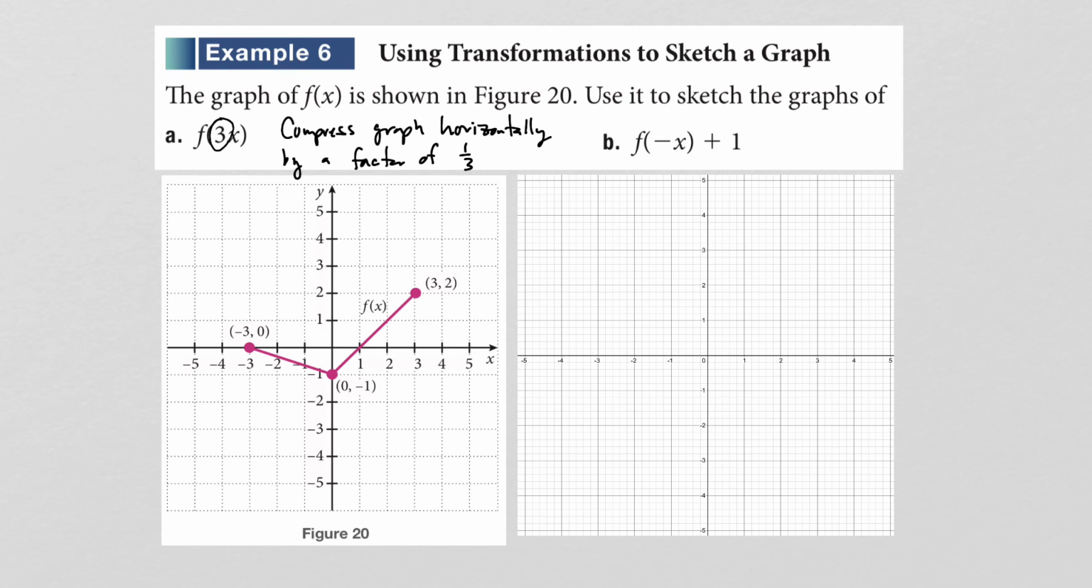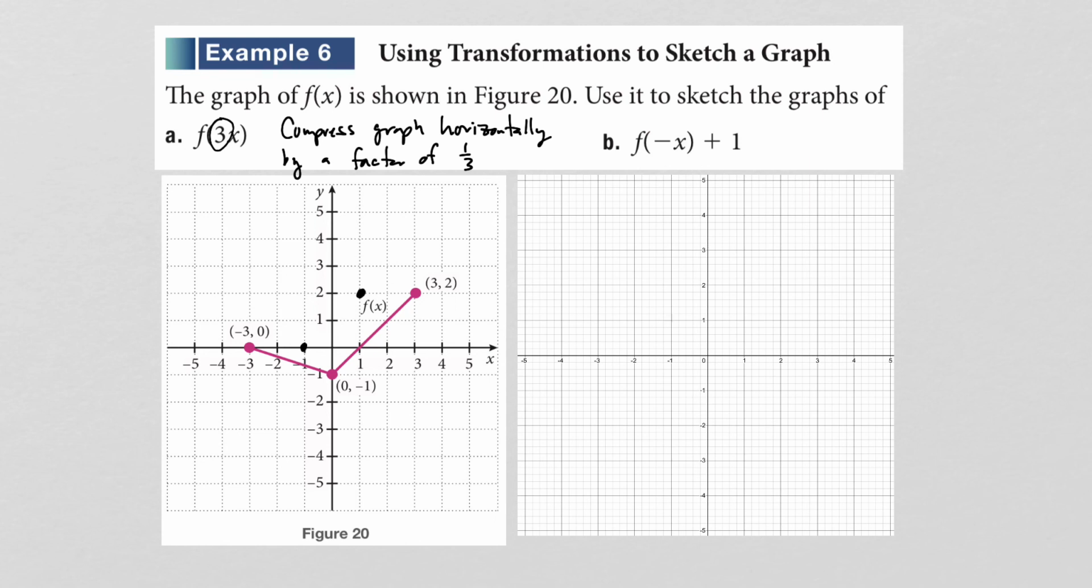Well, if you look at your graph here, it means that every point on that graph is going to get multiplied by a factor of 1/3 horizontally. So this point right here is at x equals 3. If I compress that by a factor of 1/3, 1/3 times 3 is equal to 1. So that point is going to get compressed to this point here. Likewise, this point is at x equals -3. If I compress that by a factor of 1/3, 1/3 times -3 is -1.